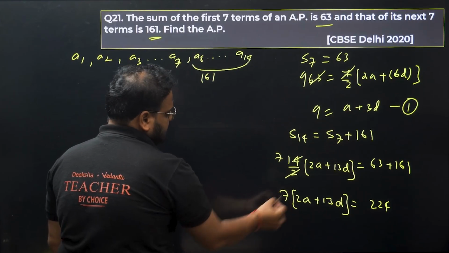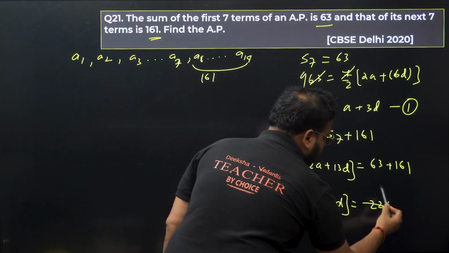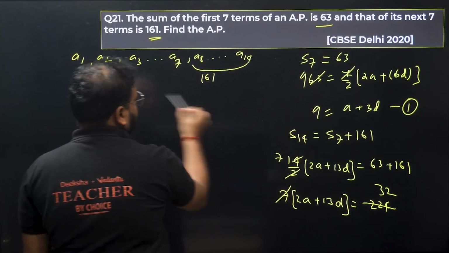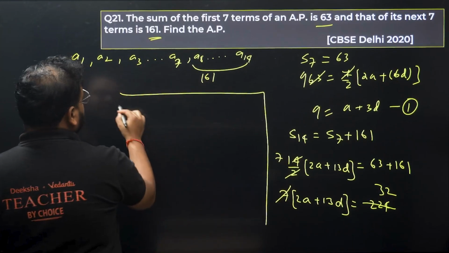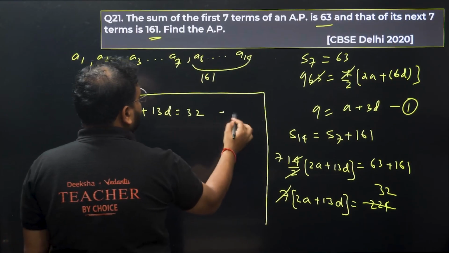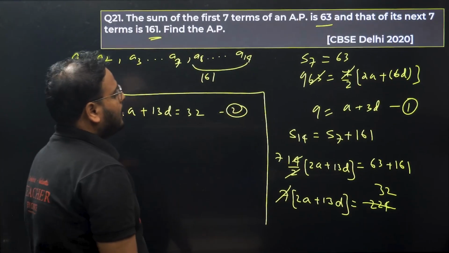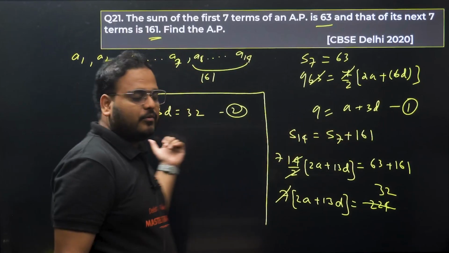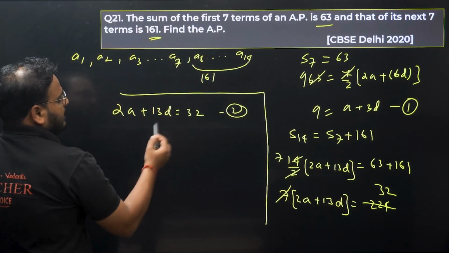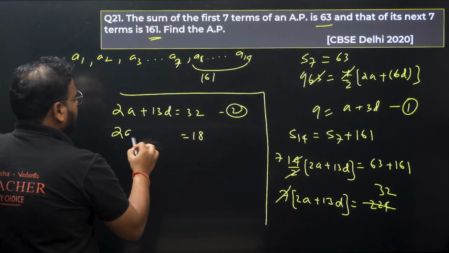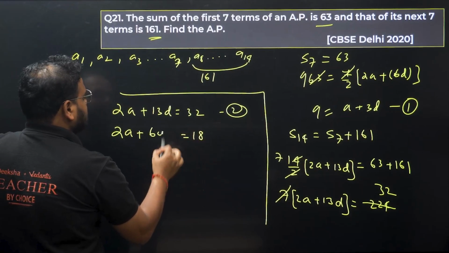I can get this 7 with this. 7 3s are 21 and 7 2s are 14. So I have the equation as 2A plus 13D equals 32. That's my equation number 2. Okay. Let's multiply everything over here with 2 and write it over here. So it will become 9 into 2 is 18, 2 into A is 2A and 2 into 3D is 6D.